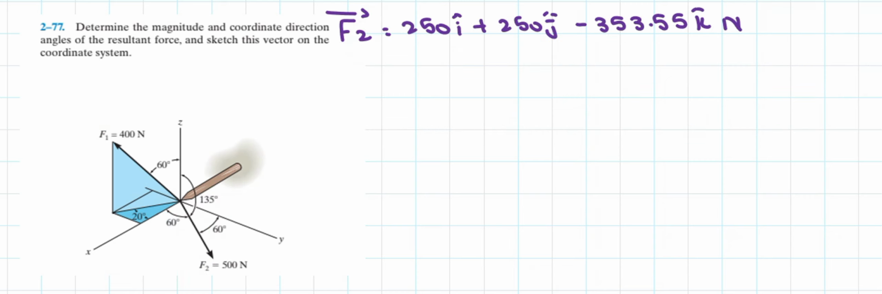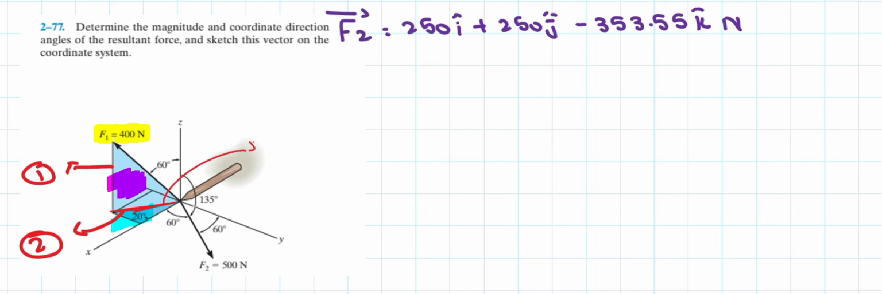Now, let's talk about the vectorial form or the Cartesian form of F1. The value of F1 is 400 Newton, and there are two triangles given to us, this one and that one. Let's call this triangle number 1, and this triangle number 2. If you see carefully, this length is common between these two triangles. Let's call this F prime.